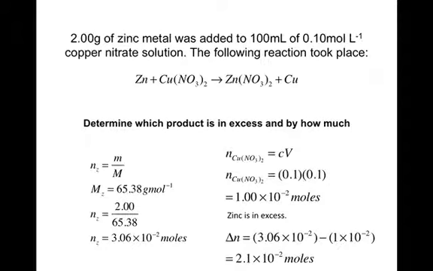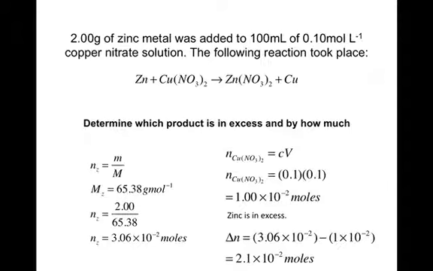So we're given a bit of information here, and what we're told is that 2.00 grams of zinc metal was added to 100 milliliters of 0.10 mole per liter copper nitrate solution. We're given the chemical equation for this reaction, and we're asked to determine which reactant is in excess and by how much. So we can see we have our two reactants there. We have zinc and we have copper nitrate, and we're given the information for those two in the question there.